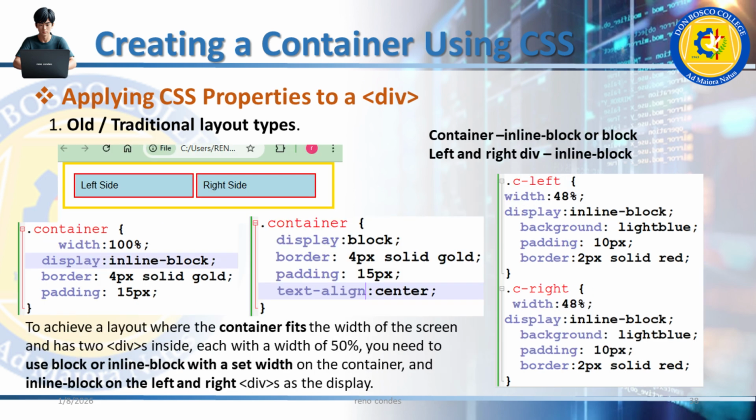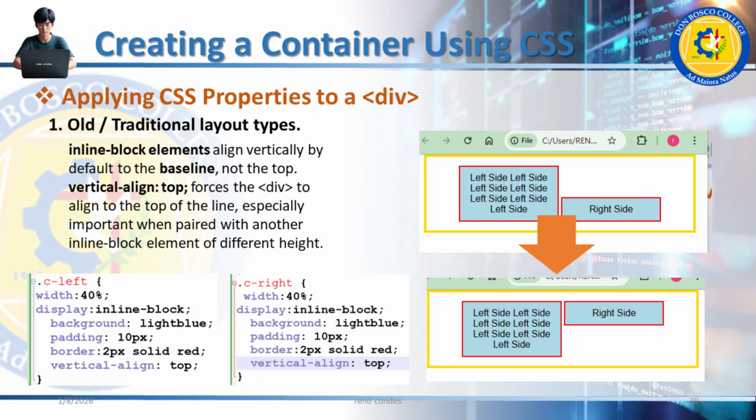To achieve a layout where the container fits the width of the screen and contains two div elements inside, each with a width of 50%, you need to use block or inline-block with a set width on the container, and set the left and right div elements to inline-block as their display. Please observe the given CSS code to understand how the subcontainers work horizontally while inside the main container.